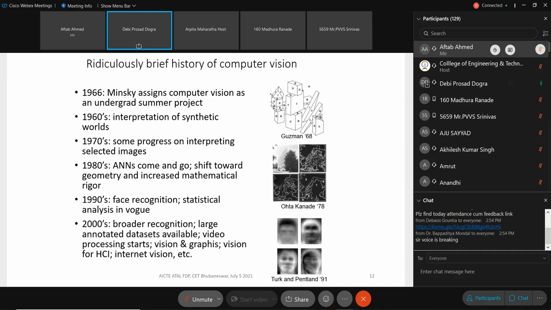And as we moved to the new millennium, we went for broader recognition. Large annotated databases were available, and video processing started. So vision, graphics, computer vision, HCI, internet vision, everything came. That's not only because we suddenly came to know about the theory. No, theory was there, but because of the advancement in semiconductor technology, we were able to create hardware systems that can process a lot of information together.